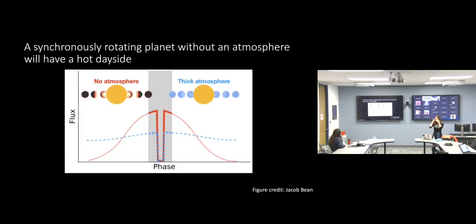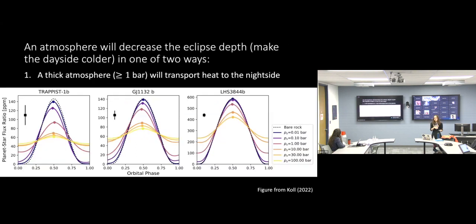All right, so if our planet doesn't have an atmosphere, we expect, as I said earlier, that it will have a hot day side, and that's because it's getting all the radiation from the sun only on the day side, and the night side stays very cold, and without an atmosphere, it doesn't have a good way to spread that heat out. And then if we add an atmosphere on top of that planet, that will decrease the secondary eclipse depth or make the day side colder in one of two ways. The first is that a thick enough atmosphere can transport heat around to the night side.